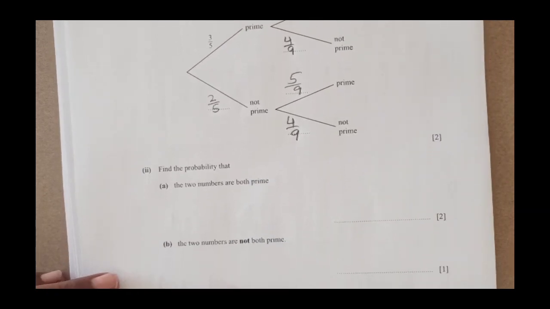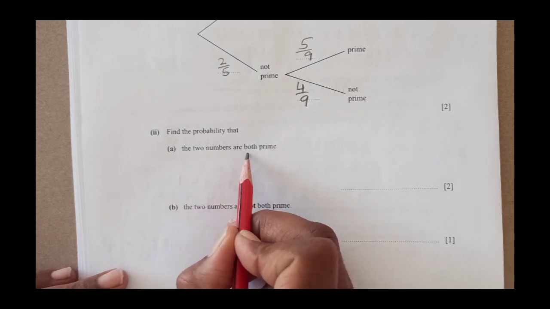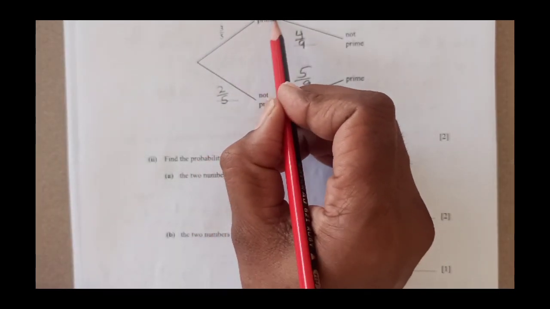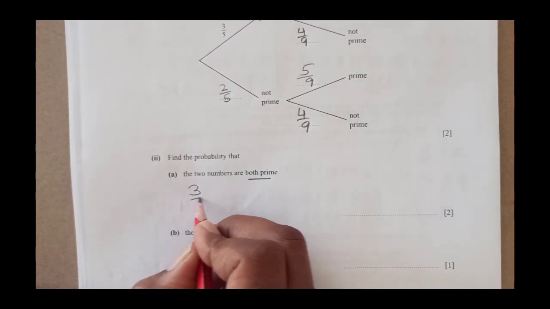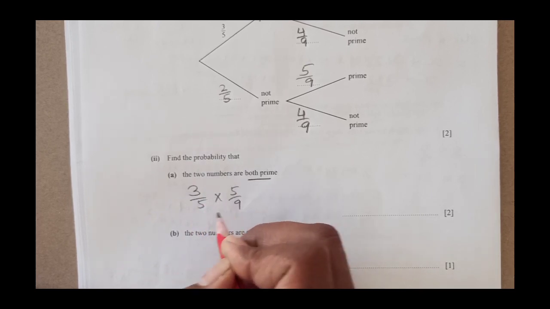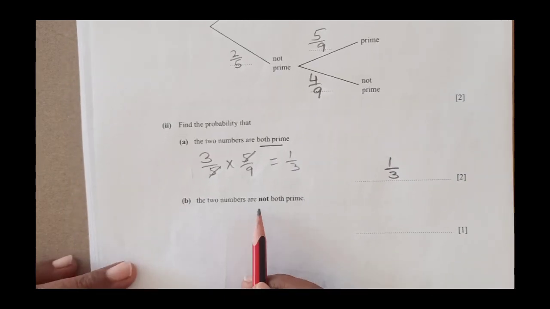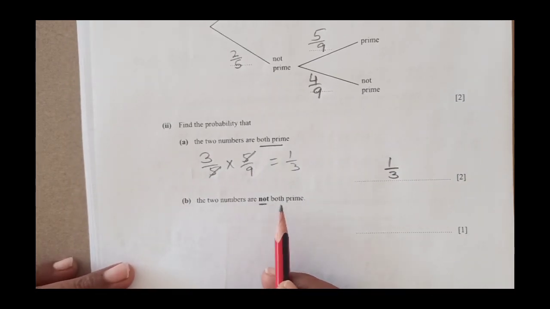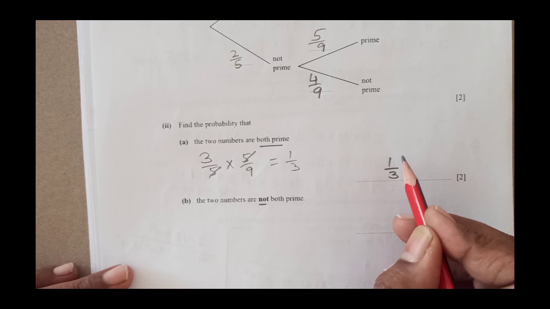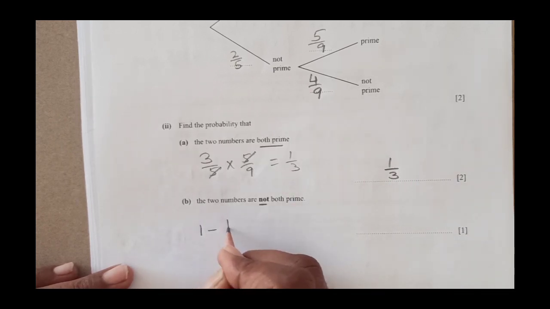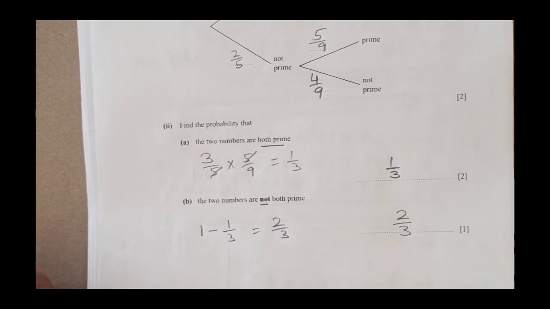Now next we have part 2. Find the probability that the two numbers are both prime. So both prime is this one here and the other one, so we have 3/5 times 5/9. Simplify, this comes out to be 1/3, right? Two numbers are not both prime: if both prime is 1/3, then 1 minus 1/3 will be 2/3, right?